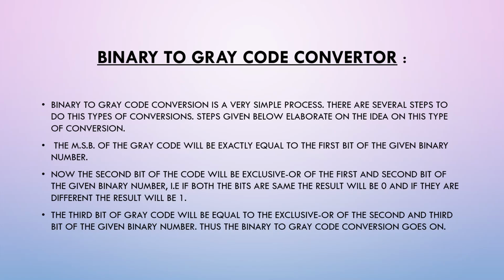Now the second bit of the gray code will be the exclusive OR of the first and second bit of the given binary number. That is, if both the bits are the same, the result will be 0, and if they are different, the result will be 1. The third bit of the gray code will be the exclusive OR of the second and the third bit of the given binary number. Thus, the binary to gray code conversion goes on.